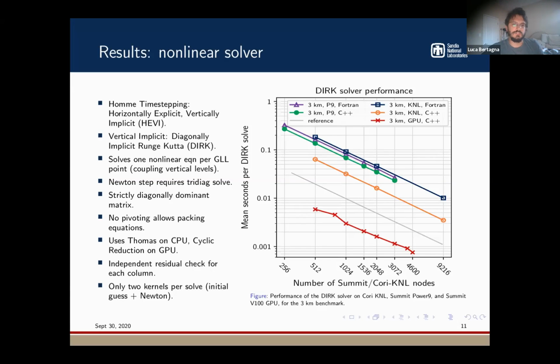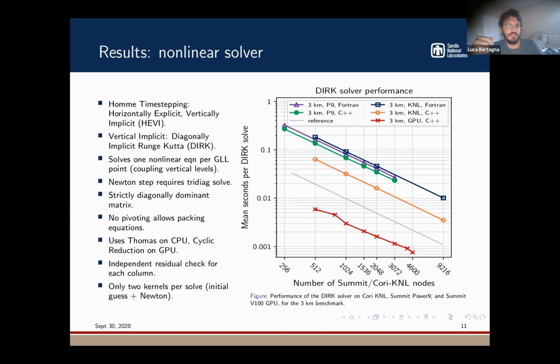The DIRK solver solves 1 nonlinear equation for each GLL point, so for each of the 16 points inside the 2D elements. And this couples all the vertical levels, which in our problem were 128. We use the Newton method to solve this problem, and each step requires solving a tridiagonal system. And it has a very nice structure. It's strictly diagonally dominant, which means that there's no need for pivoting. If you remember your linear algebra classes, the LU factorization, the Gaussian elimination, is stable for diagonally dominant matrices.